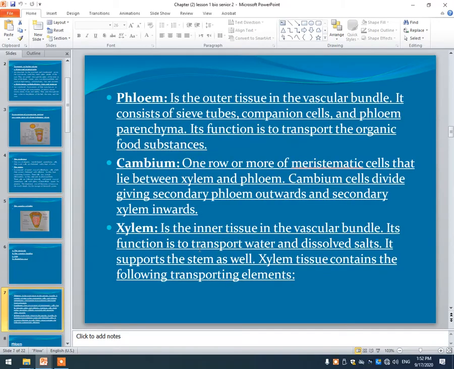What's xylem? Xylem is the inner tissue. Also, you have studied xylem in senior 1. What's the function of xylem? It transports water and salts from the roots up to the stem and leaf. Its function is to transport water and dissolved salts. It supports the stem as well. Xylem tissue contains the following transport elements.